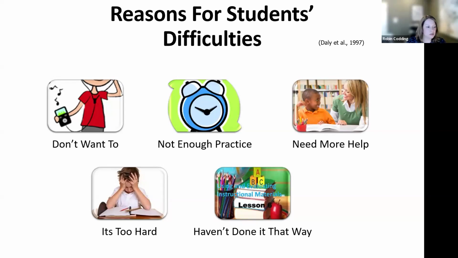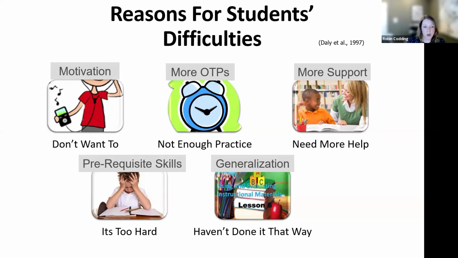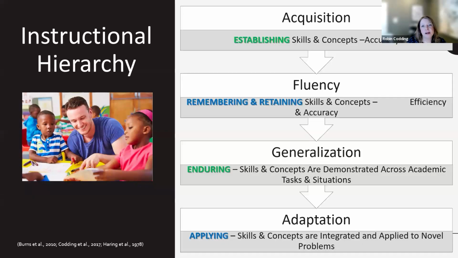So we know that students may not want to do the task, so that's more of a motivation concern. They might not have had enough practice. They might need more help or support. The task that we're asking them just might be too hard, so we need to back up and do prerequisite skills, or they may need help with generalization. They haven't had to do it that way, or they don't know how to generalize or transfer their skills from one kind of task to another kind of task, or have it endure over time. So this very much is aligned with that instructional hierarchy.